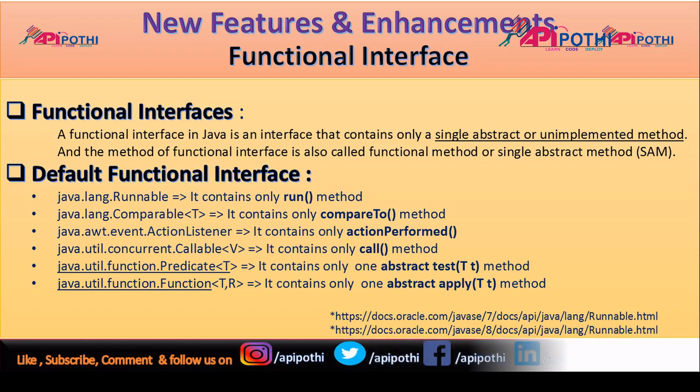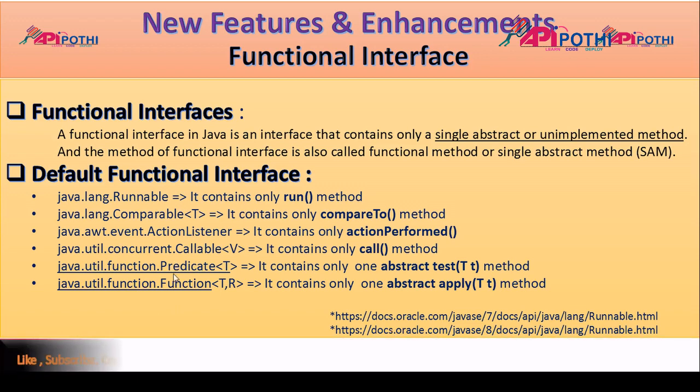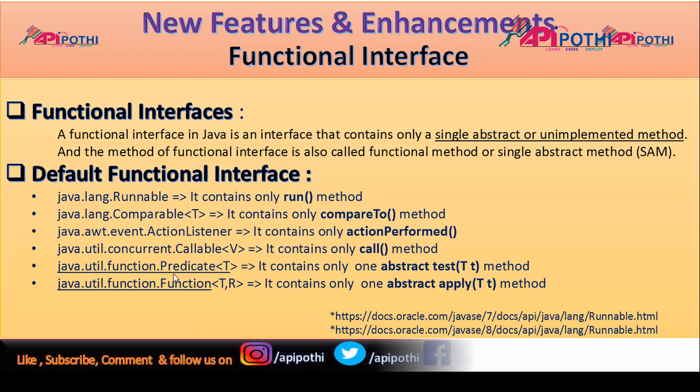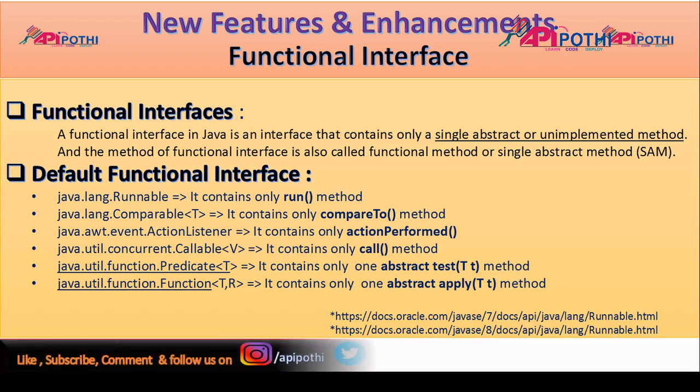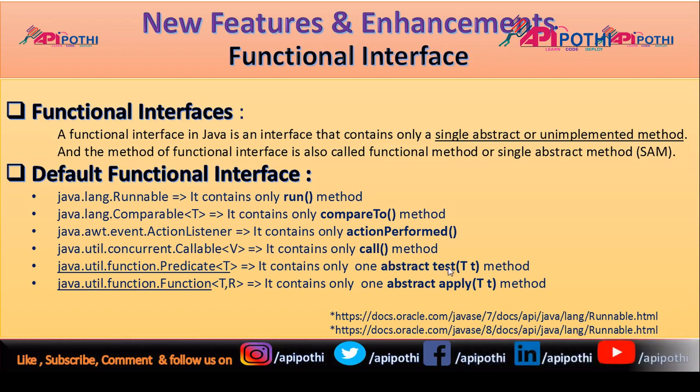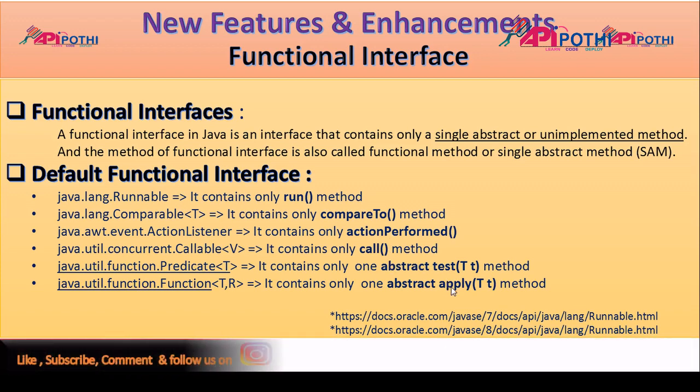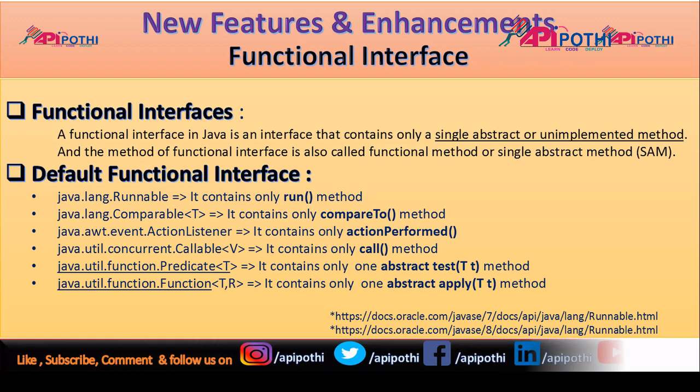However, Predicate and Function are the two new interfaces introduced as part of Java 8, and they also have a single abstract method, called test and apply respectively. So obviously they are also called functional interfaces.